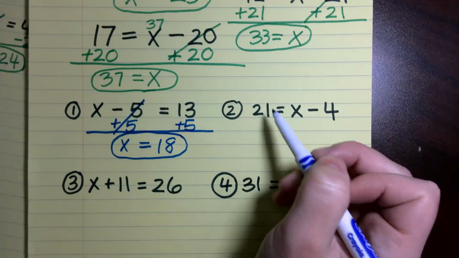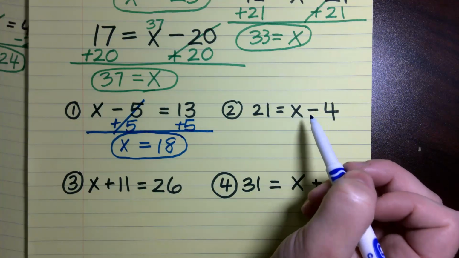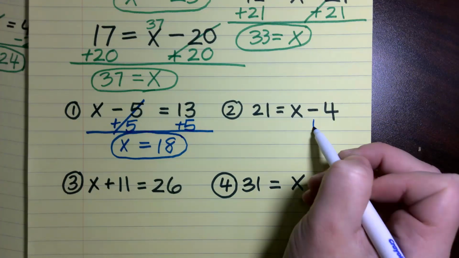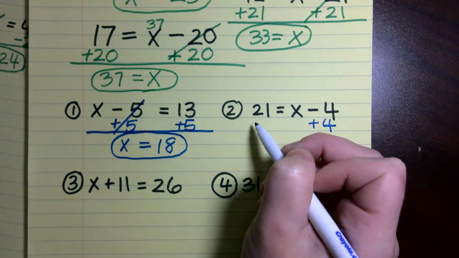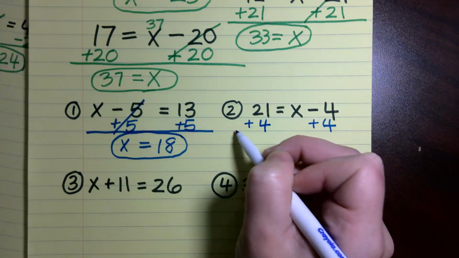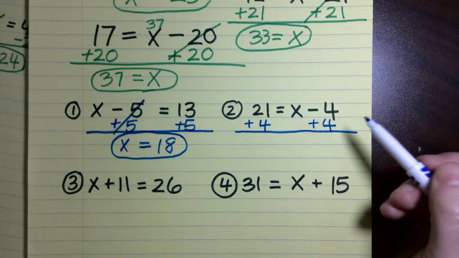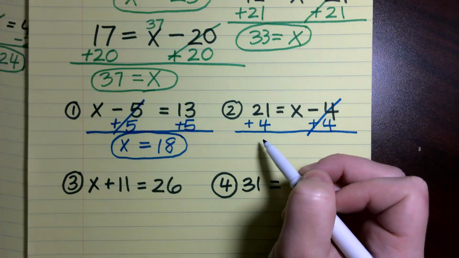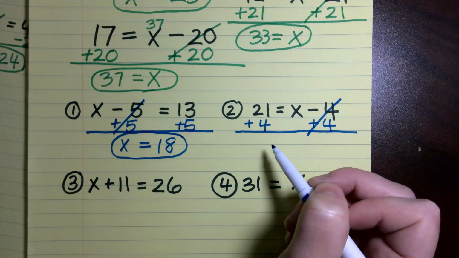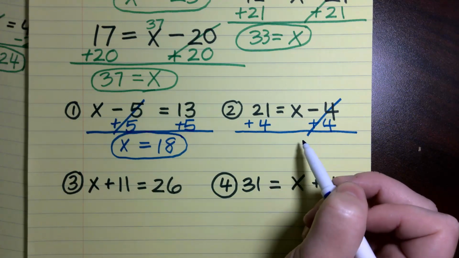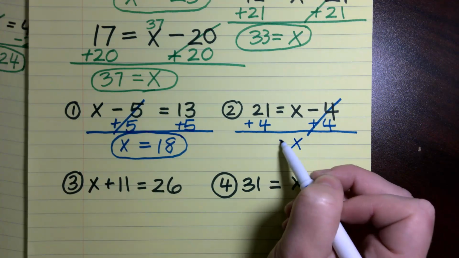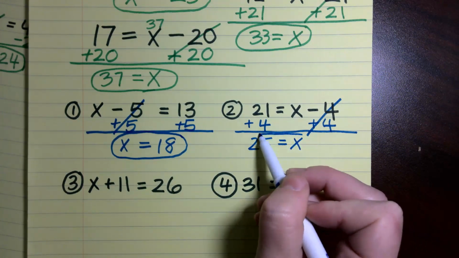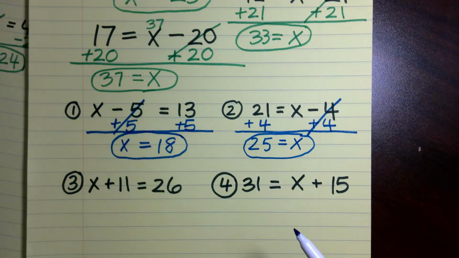Let's look at number 2. We have 21 is equal to x minus 4. What do we do first? We add 4. Yes, we do. We add 4, and we do it to the other side as well. Okay, 4 to cross out. Yes. And then 21 plus 4. So we bring down x equals 25, or 25 equals x. Perfect. Guys, did anybody get something different?